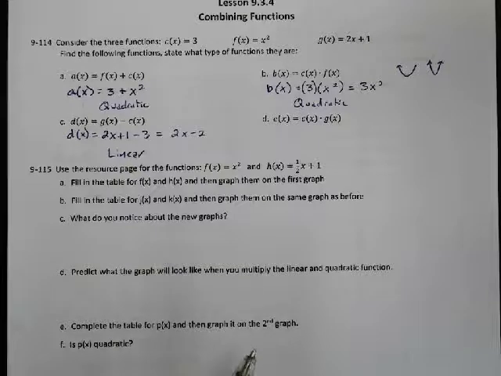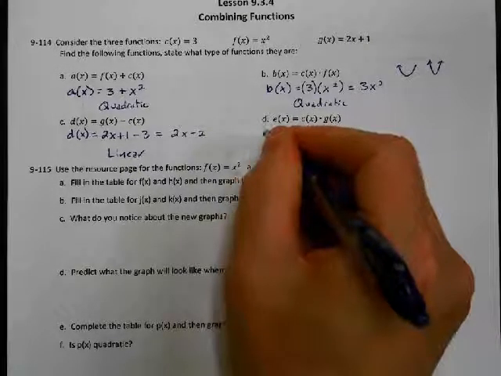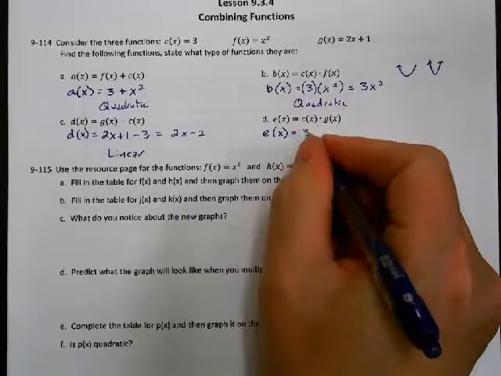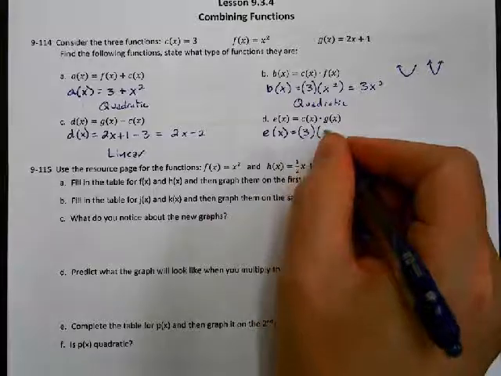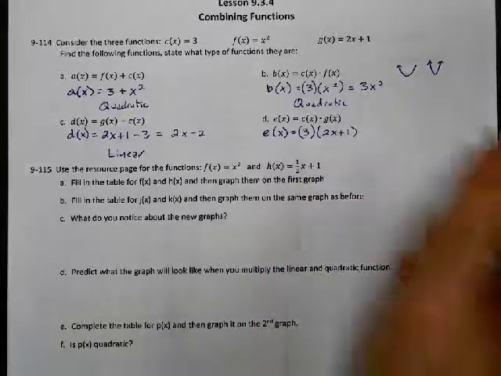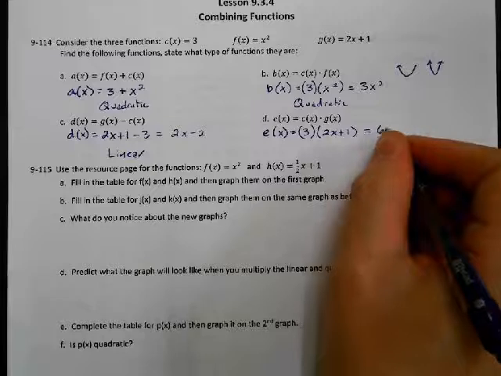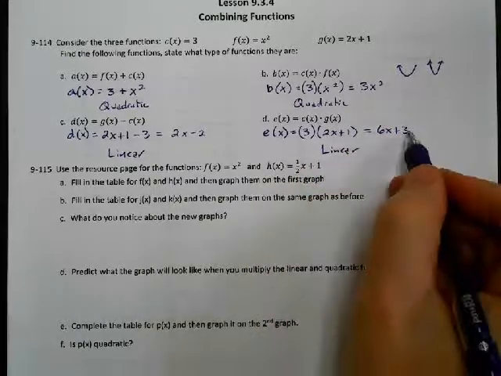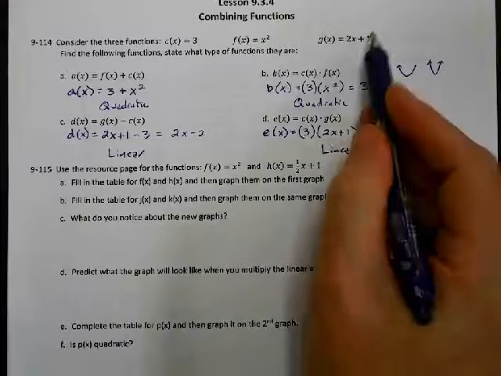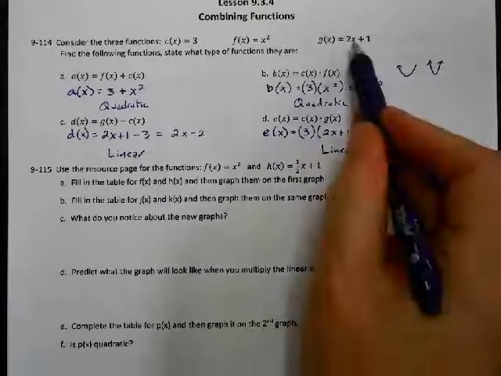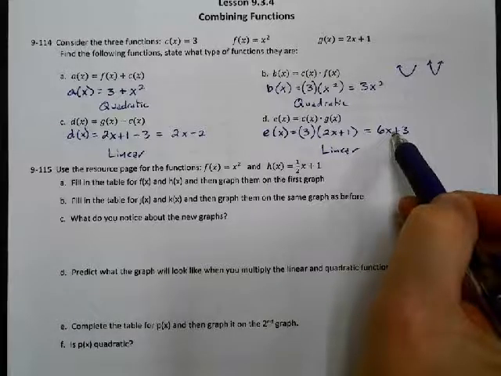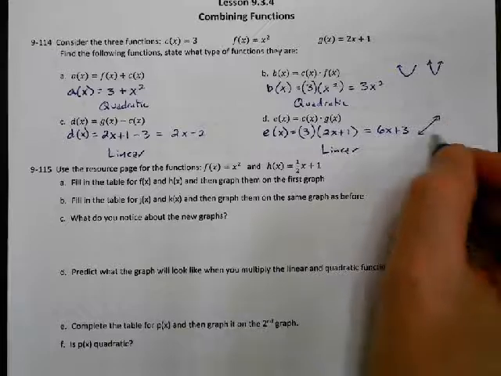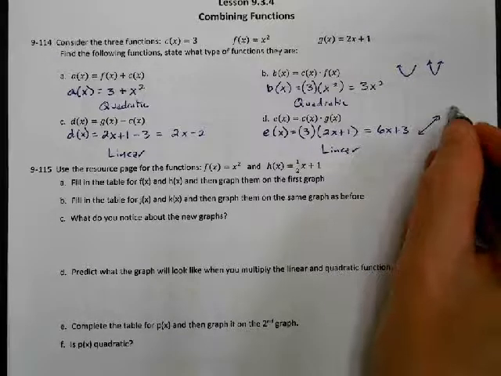All right, next one, c of x times g of x. All right, so e of x equals c of x, which is 3. And we're going to multiply it with g of x, which is 2x plus 1. So I'm going to have to distribute this and get 6x plus 3. So this is still linear. But what's changed is not only has my y-intercept gone up to 3, but now I have changed the steepness of my graph as well. So remember, if we've got up 2 over 1, it usually looks like something like that. Well, this one, the y-intercept increased and it got steeper.